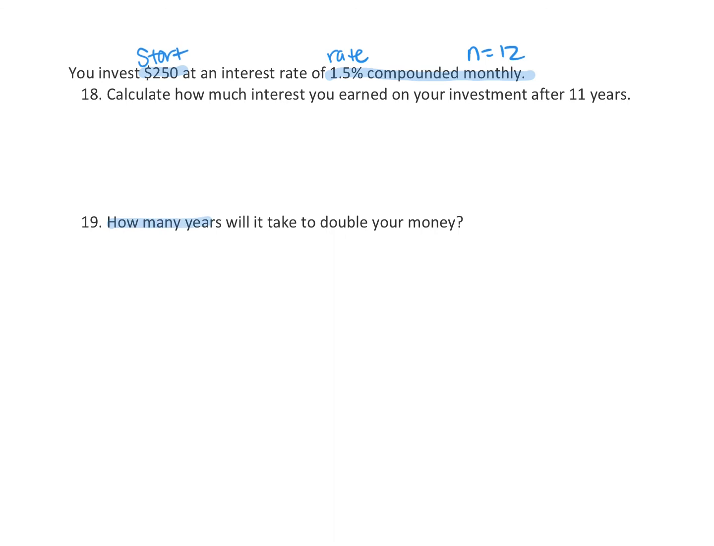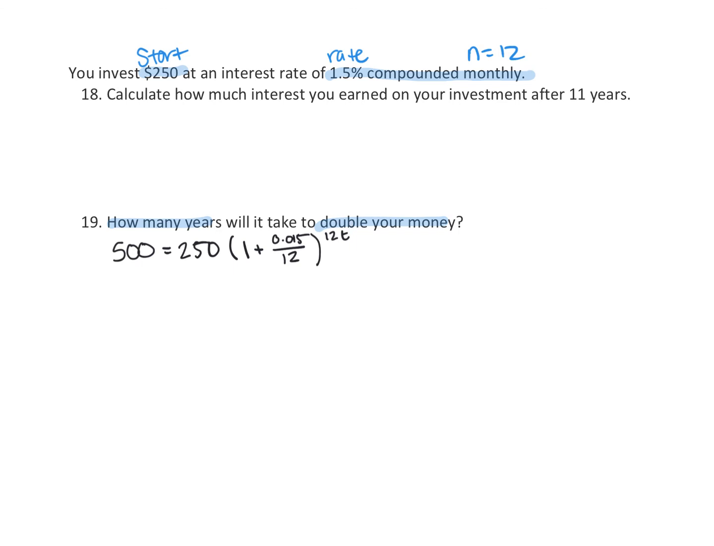So question is, what is our time? And we want to double our money. So in this case, doubling our money is $500. So when will our end amount be $500? So it'll be 500 equals 250 times 1 plus our rate, 0.015 over 12, because it's 12 times per year, to the power of 12t. First, I'm going to plug this into my calculator. Again, it ends up being a fairly nice number.